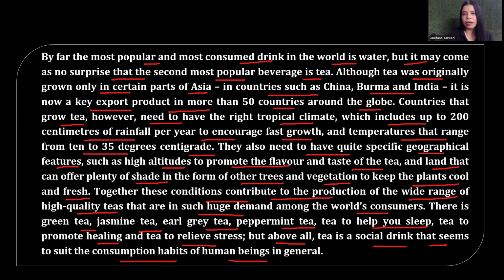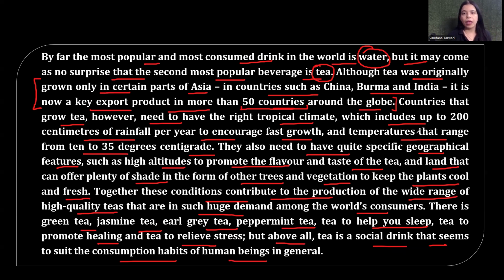The very first thing here, they talked about water, but this text says that after water, tea is the most popular beverage. And then in the next sentence, they're saying that initially it was grown only in Asian countries like China, Burma, and India. Now it is a major export product in more than 50 countries across the globe. So till here, we know that this text is about tea, the second most popular beverage after water.